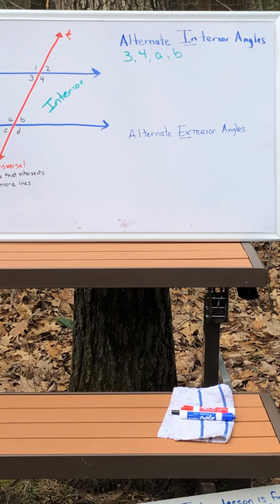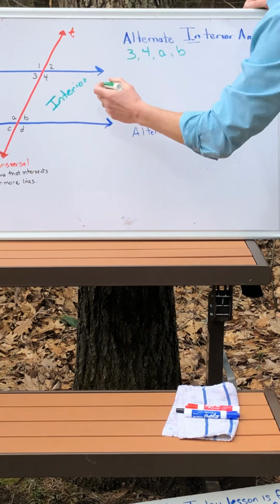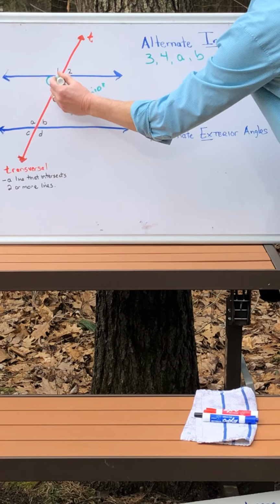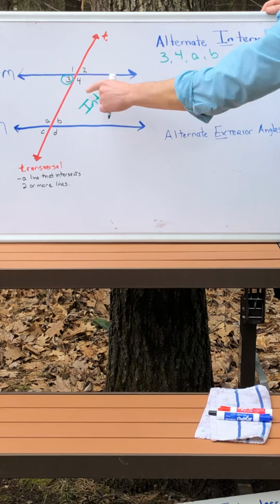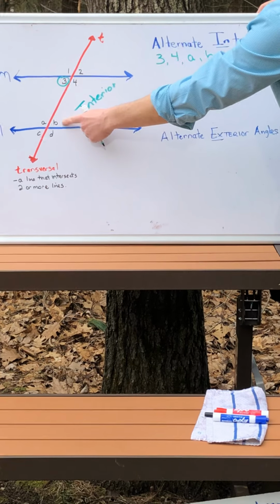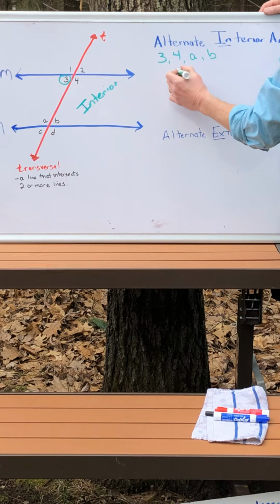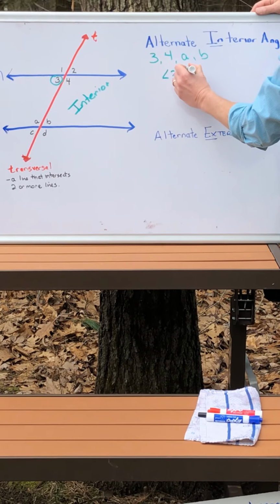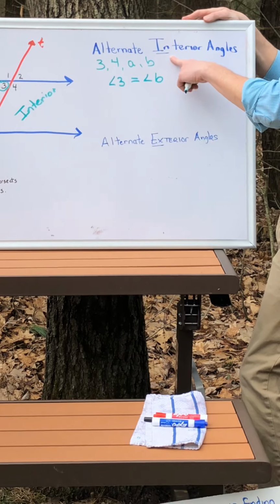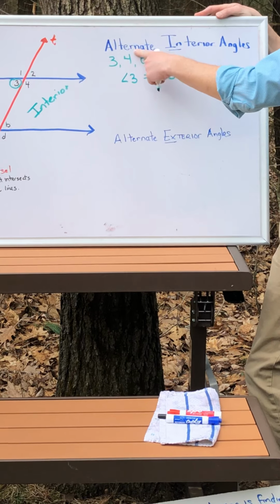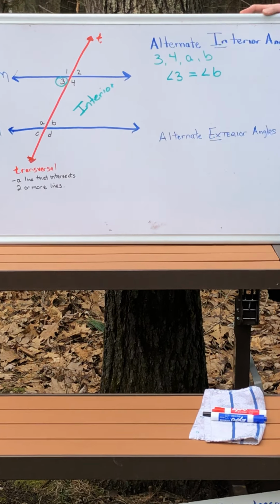Some of them are equal to each other. The alternating interior angles are the same. Well, angle 3 right here is on the left side of the transversal. If we alternate to the right side of the transversal and come down here, that angle B is the same size. Angle 3 is the same as angle B. They're inside the parallel lines, and they alternate, they're on opposite sides of the transversal. One's on the left, one's on the right.